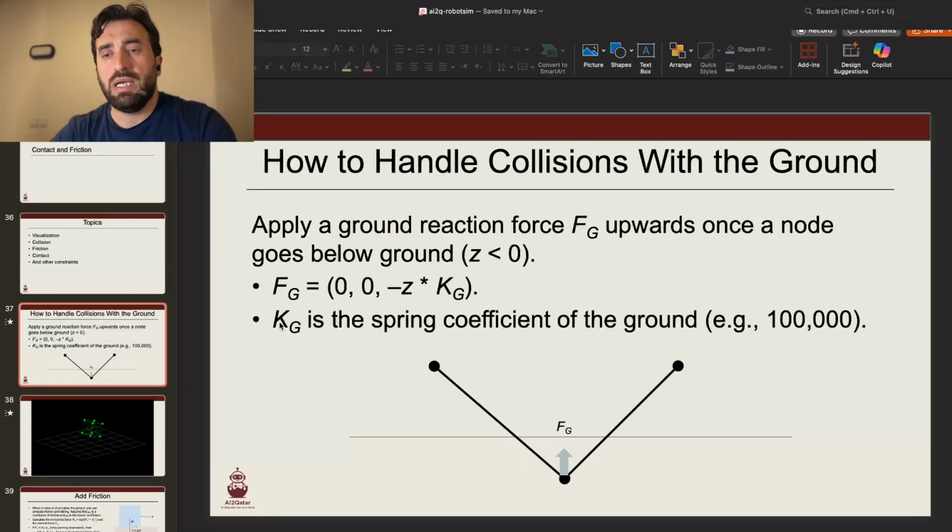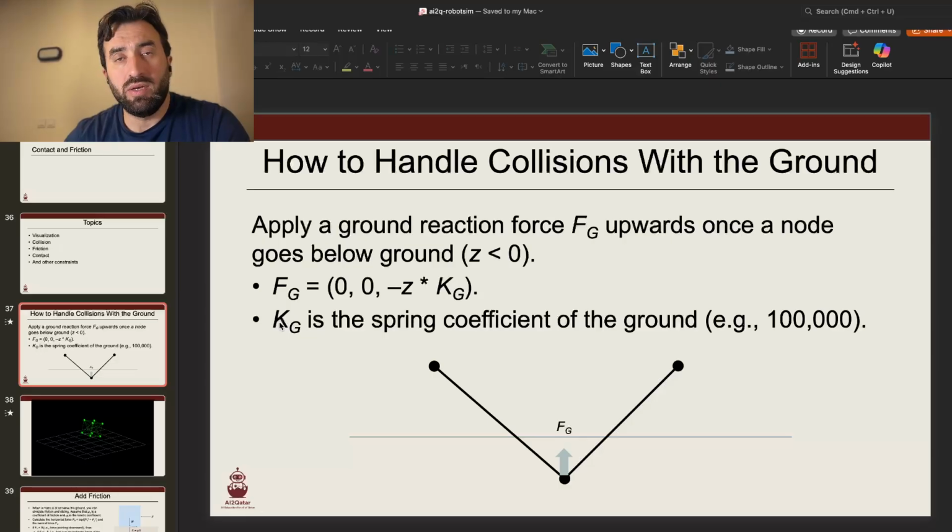If you want to handle collision with the ground, I covered this briefly in the previous video, but you need to apply a ground reaction force, which we're going to name F sub G, upwards, once a node goes below ground, which means that its Z coordinate is less than zero. So how do we calculate that F sub G? F sub G doesn't have any X or Y components, so both of them are zero.